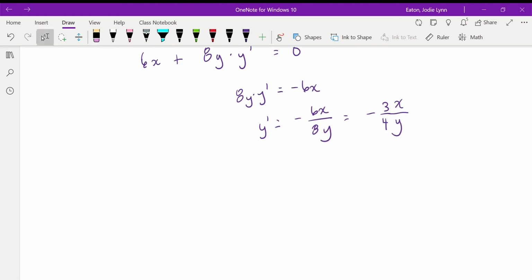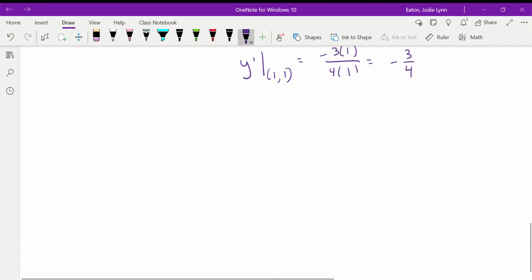Now we want to evaluate y prime at 1, 1, which is going to be negative 3 times 1 over 4 times 1. Whoops, not negative 1, just plain old 1. And that is going to be equal to negative 3/4. So the slope of the line tangent to this curve at 1, 1 is equal to negative 3/4.